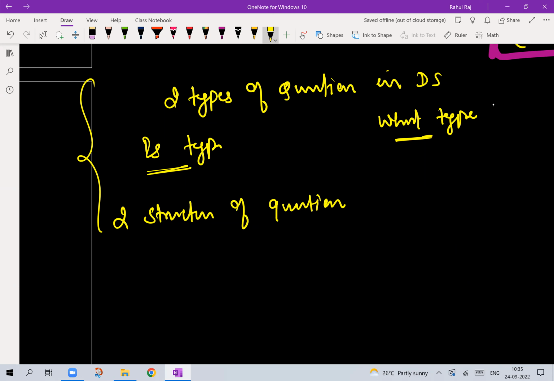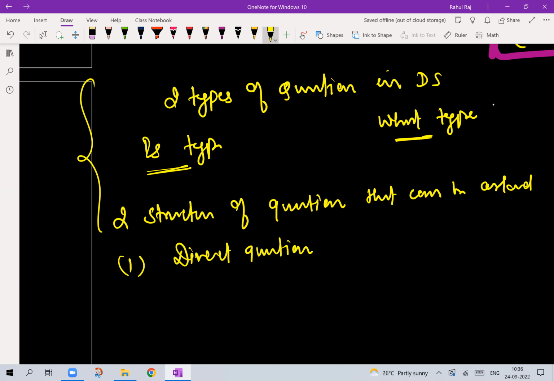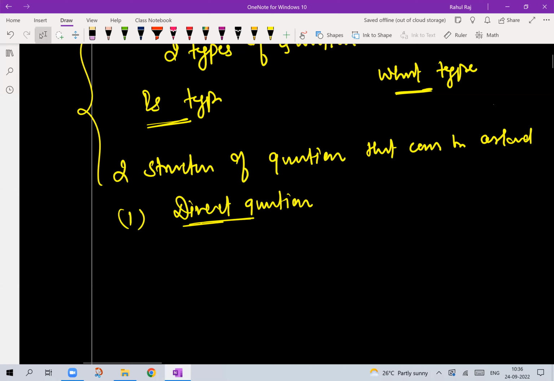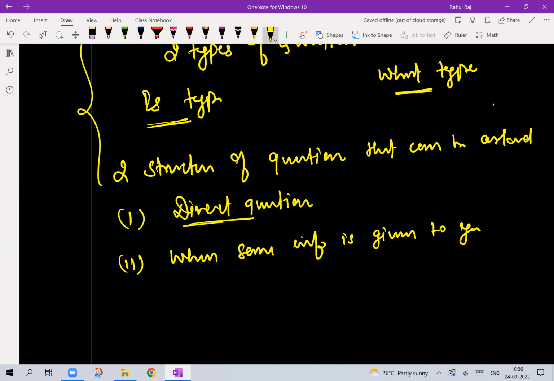So there are two structures of a question that you can be asked in the exam. One is your direct question, where there is no information given to you in the question. You are just asked to solve, using simple logic, how you approach a question when it's a direct question. And the second structure is when some information is given to you in the question.